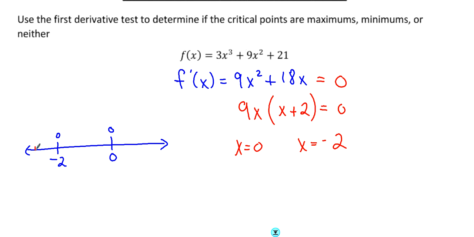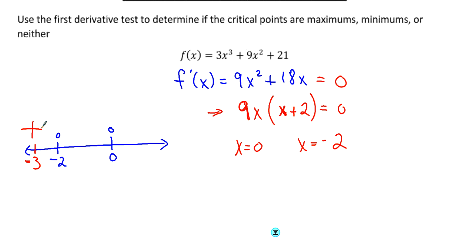So I'm going to pick a number on this side of negative 2, like negative 3. And I'm going to plug it into my derivative and see if my value is positive or negative. Now the easiest way of doing this is plugging it into your factored form. So when I plug it into my factored form, I get negative 3 times 9, which is a negative number. And then negative 3 plus 2 is negative 1. So negative times a negative is positive. Okay? So this is telling me that on the left side of negative 2, my slope is positive. And that's telling me my function there is increasing.